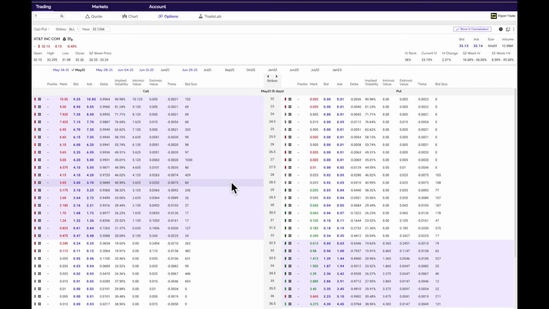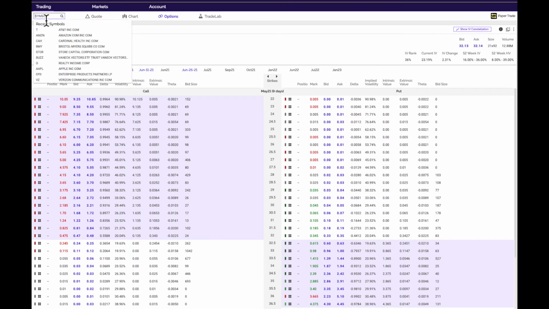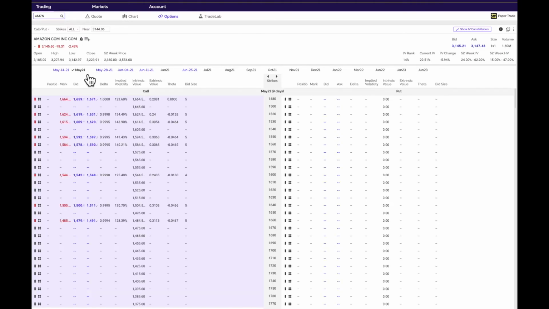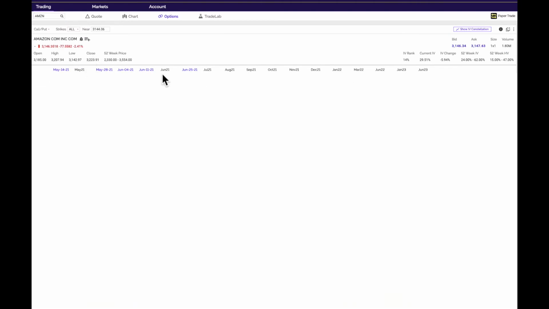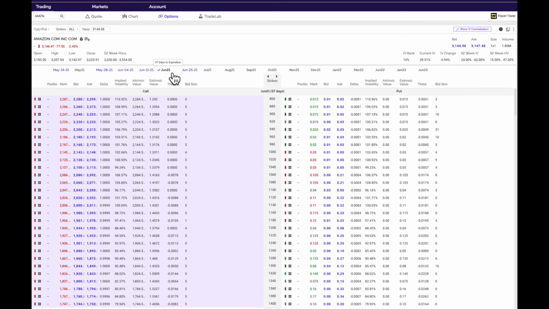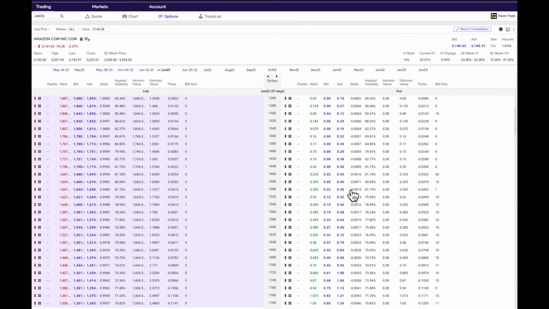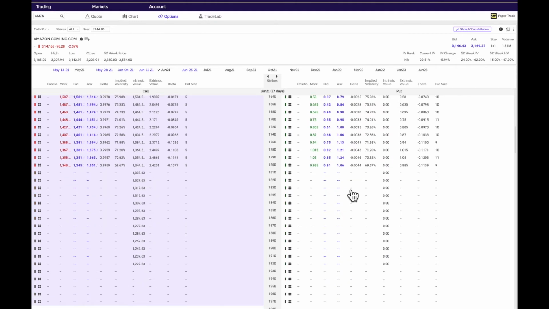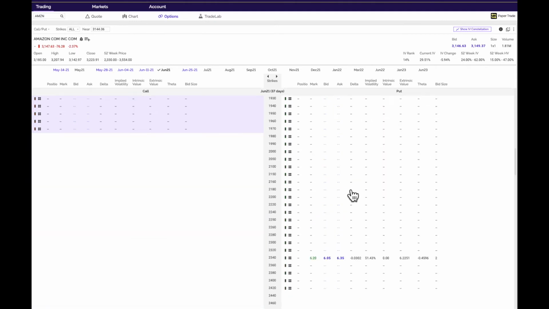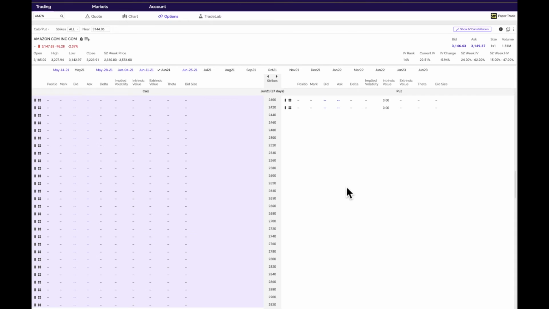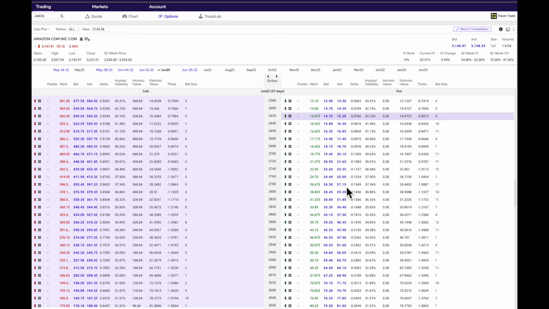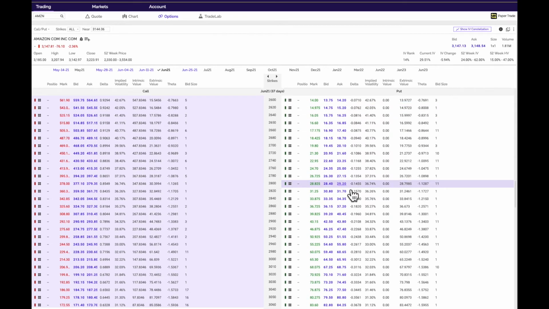Okay, here we are in our trading platform. The first thing I want to do is put in the symbol for Amazon. We're currently selecting May, but let's take a look at a June. We had previously said that we're going to be somewhere in the $2,800 to $3,000 range for the short side of the trade. So as I scroll down, okay, there we are.